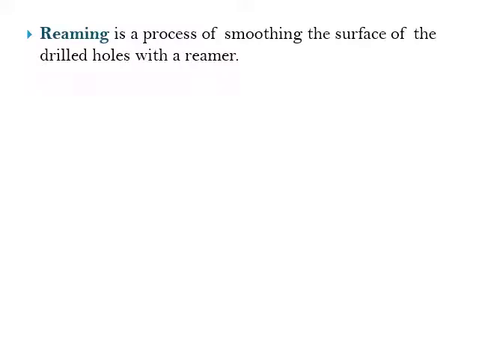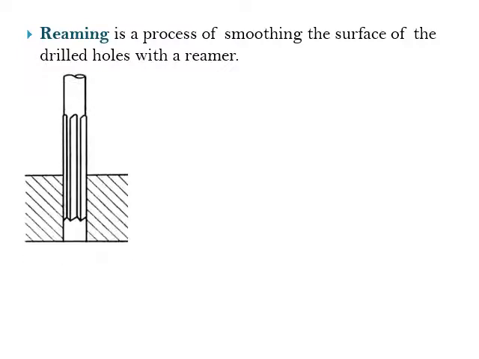Last one. Reaming is the process of smoothing the surface of drill holes with a reamer. Surface of the drill hole, smoothing. Very small, minute amounts of material are removed. Reaming operation. So in the reaming operation, you can see this is a reamer tool.